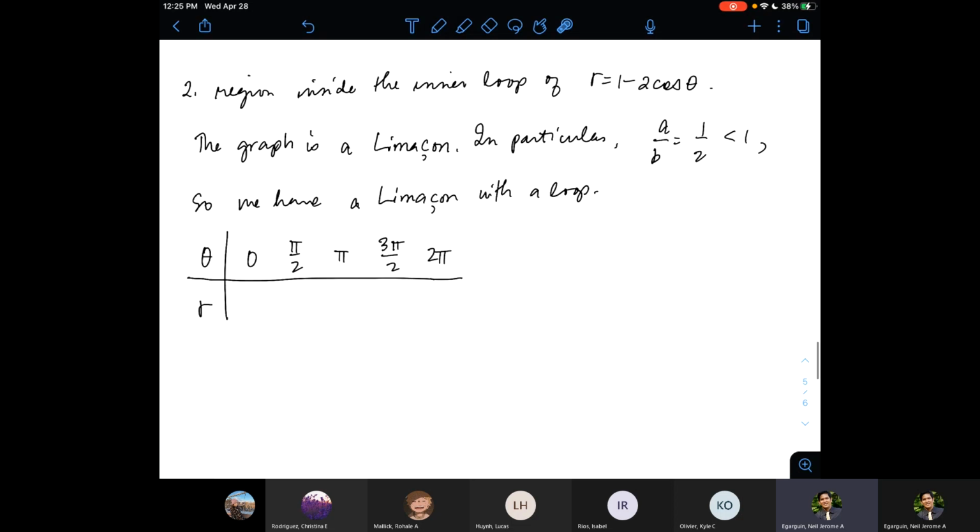So let's plug in 0. When theta is 0, cosine 0 is 1, 1 minus 2, so that's going to be a negative 1. When theta is pi over 2, this will be 0, 1 minus 0, so we get 1. When theta is pi, cosine is negative 1 times minus 2, so that's plus 2, 1 plus 2, so we get a 3. When theta is 3 pi over 2, this guy is 0, so we get a 1. And at 2 pi, I'll just repeat the value I got for 0. All right?